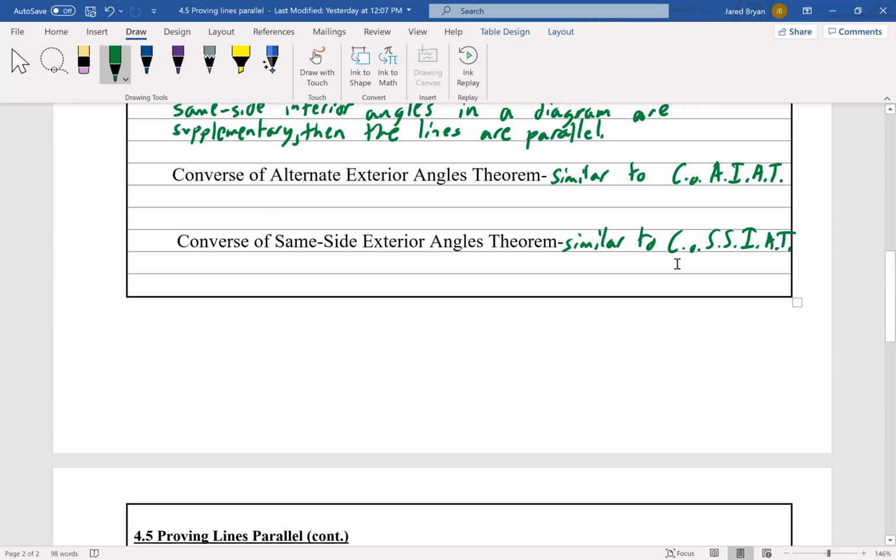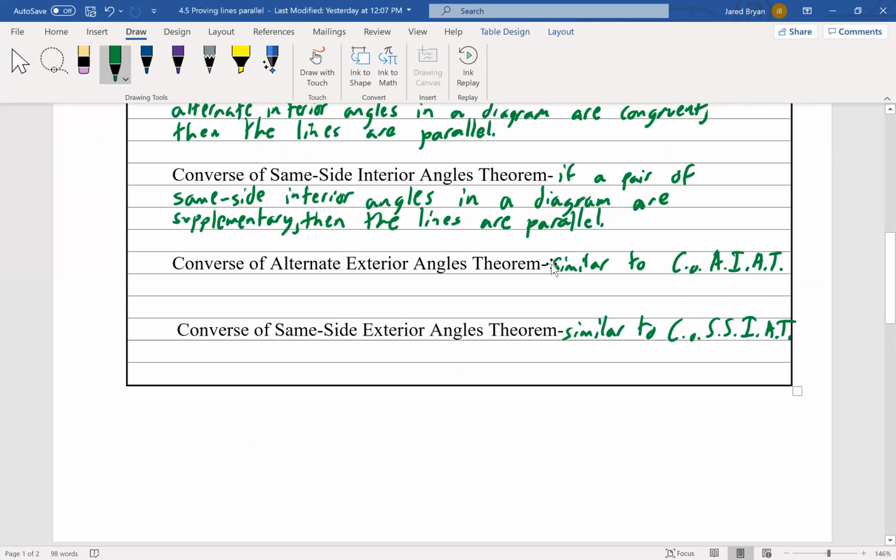Yes. Which ones do you need, Wyatt? Just the last two. These two here. Okay, I'll save these here.